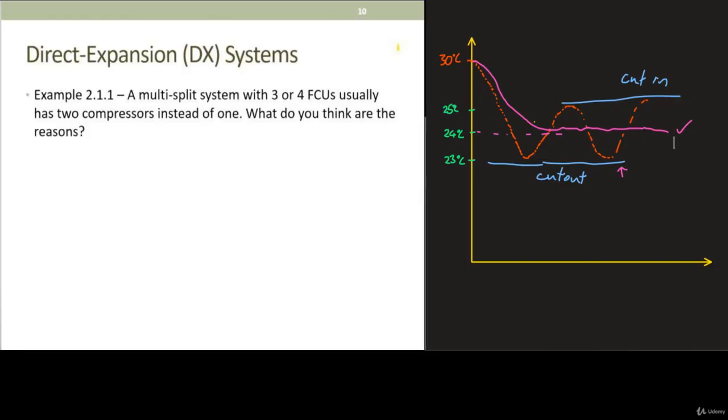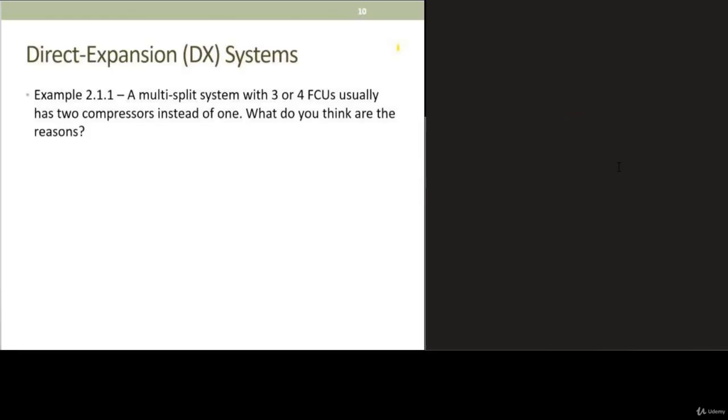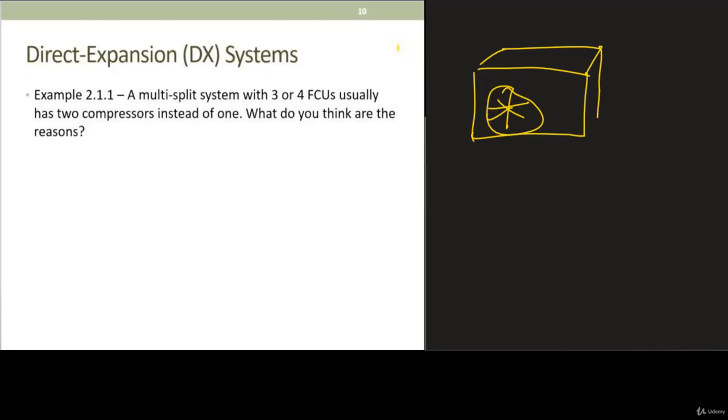Although I just mentioned you have a box, a condensing unit, it doesn't mean that inside this box there's only one compressor. You can have more than one compressor, up to 2 compressors. So why is that so? For a multi-split system, why do we want more than one compressor inside the condensing unit?